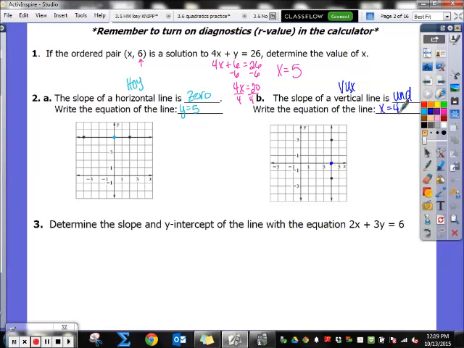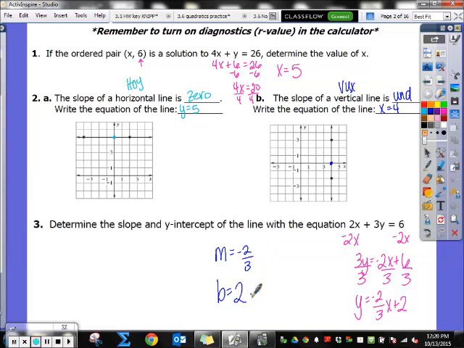Number 3, if we need to know the slope and the y-intercept of an equation, the best form to get it in is slope-intercept. So you just have to solve for y. So y = -2/3 x + 2. So the slope is -2/3, and the y-intercept is 2.